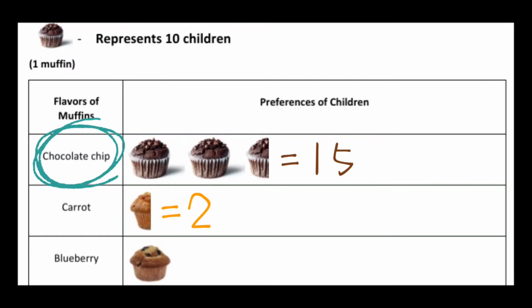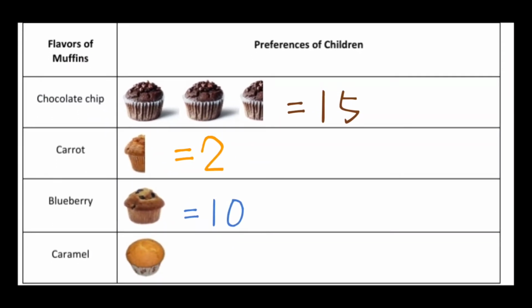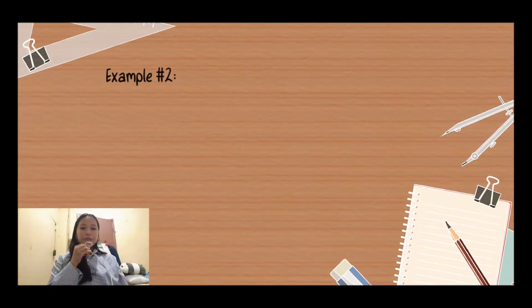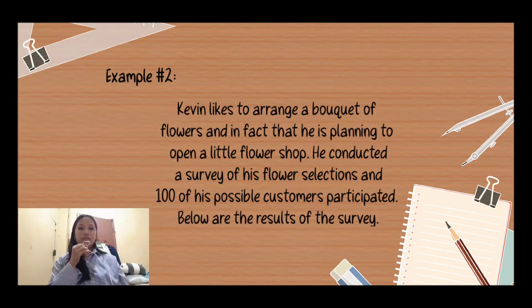So, the blueberry was also picked by 10 children. Same goes with the caramel flavored muffin that also got 10 of the children's preferences. For example number 2, Kevin likes to arrange a bouquet of flowers, and in fact, he is planning to open a little flower shop. He conducted a survey of his flower selections, and 100 of his possible customers participated. Below are the results of the survey.